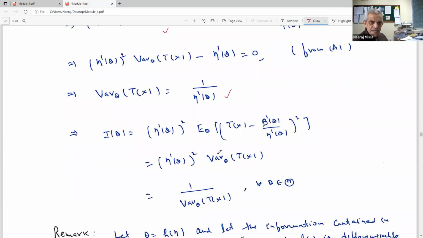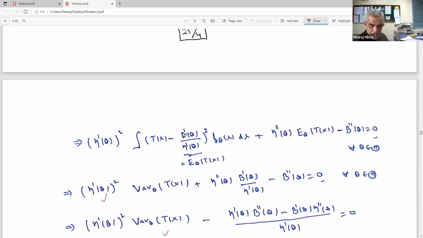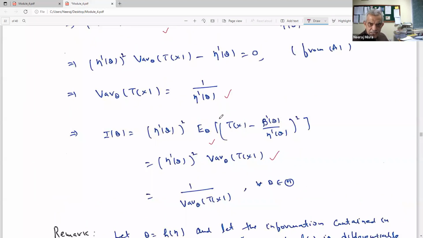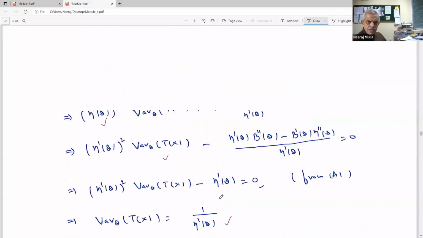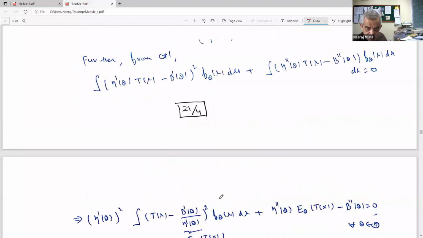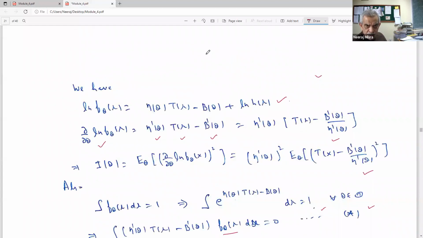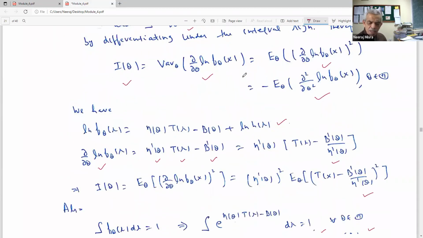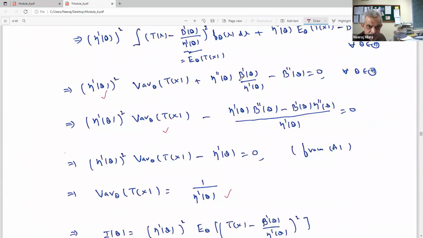What does that mean? That means I theta, which I will calculate as eta prime theta whole square, expected value of Tx minus, so I have calculated I theta as this quantity already over here, eta prime theta whole square into variance of Tx. And we have seen that eta prime theta is the same as one upon variance of Tx, so it becomes one upon variance Tx whole square times variance of Tx, so it becomes one upon variance of Tx. So if your exponential family has mean value parameterization, so that means it is in this form, and your parameter theta is such that expected value of Tx is theta, then I theta would always be the same as one upon variance of the statistic. So all those Poisson, binomial, and all that you can get from here.